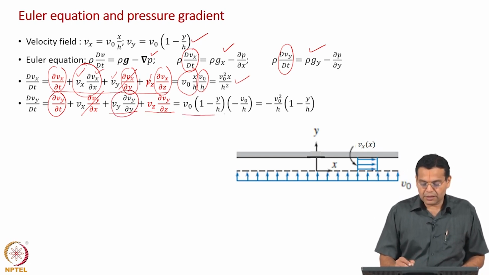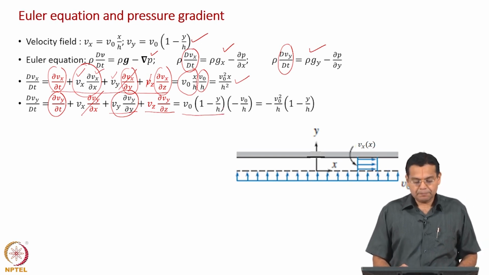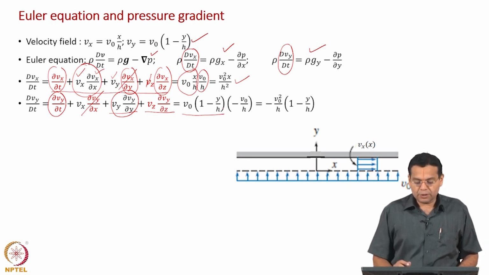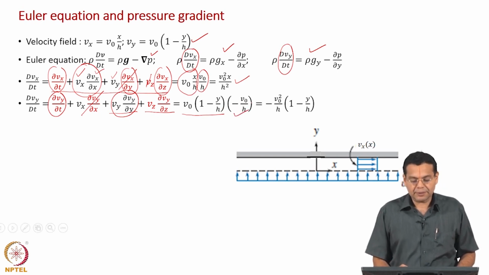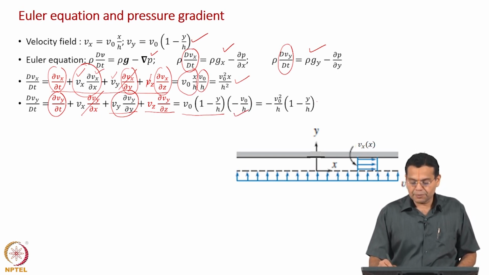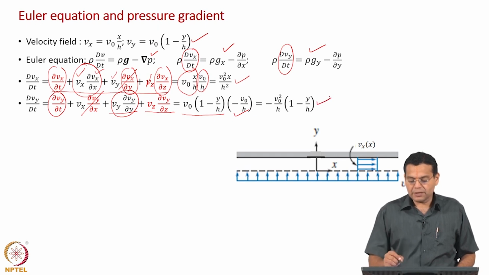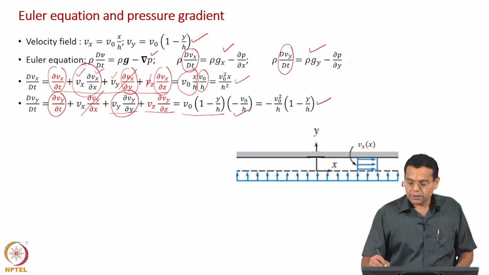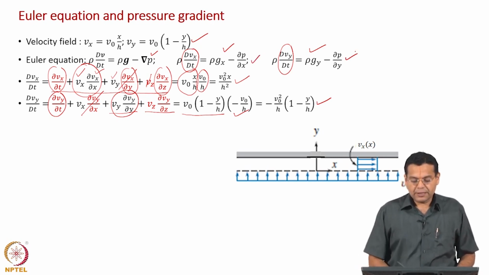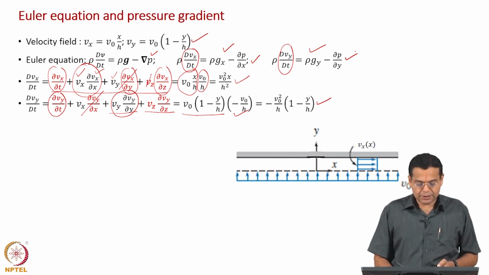So, now we will evaluate this term. Vy is V naught into 1 minus y by h, and dou Vy by dou y is minus V naught by h, partial differentiating with respect to y, and if you simplify you get minus V naught squared by h into 1 minus y by h. So, now we are ready to substitute in the x component and y component of the Euler equation. Let us do that.